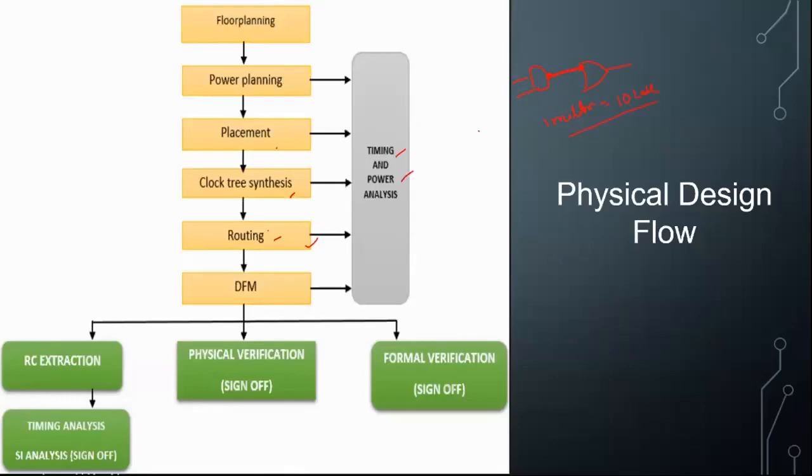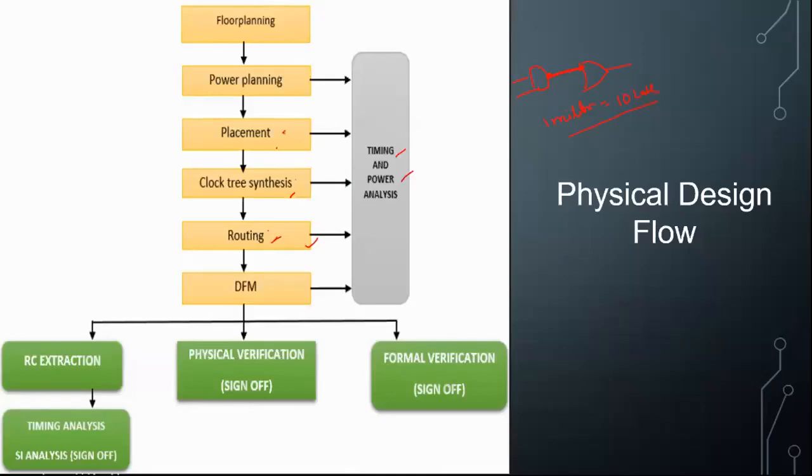These gates have multiple pins. You can take a 3 cross 1 AND gate, which has 3 inputs and 1 output. You can take a 4 cross 1 OR gate, which has 4 inputs and 1 output. 4 inputs means 4 input pins. For each pin, to make the connectivity, we need routing resources. In lower technologies nowadays, routing is very critical, so we should do routing without any DRCs.